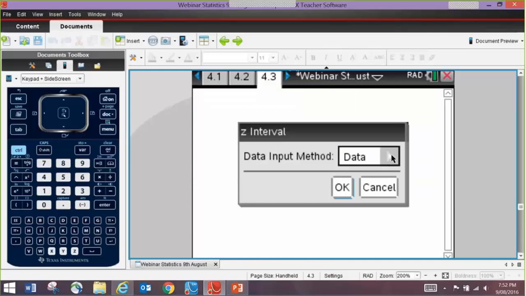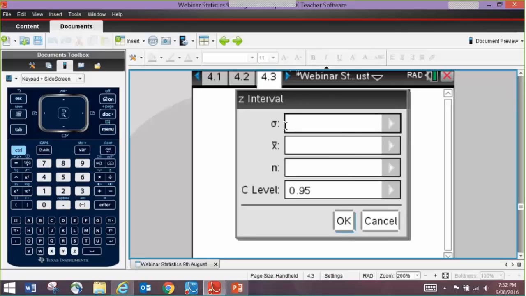And there are two ways you can enter information, either from data or from statistics. Data actually means that you're going to use a list in your spreadsheet. We're not going to do that. We're going to use statistics in this case. And up comes a very simple menu to use. You can see it's talking about the population standard deviation, which we were told was 210 in the question. The sample mean, which we measured as 1,072, and how many are in the sample was 64.